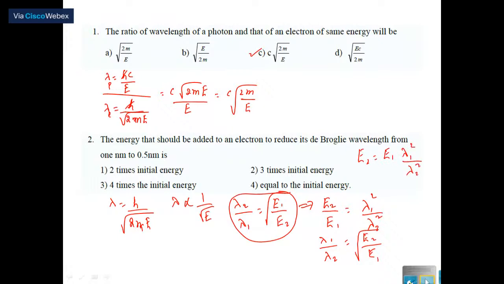What is being asked? How much energy has to be added in order to reduce the wavelength from 1 nanometer to 0.5 nanometer? Lambda 1 is 1 into 10 power minus 9, and this is 0.5 into 10 power minus 9. It is not really required to write the minus 9 because it is common to both. So this is 1 square by 0.5 whole square. 0.5 is 1 by 2, and 1 by 2 whole square is 4. Of course, E1 is also there, so 4E1.